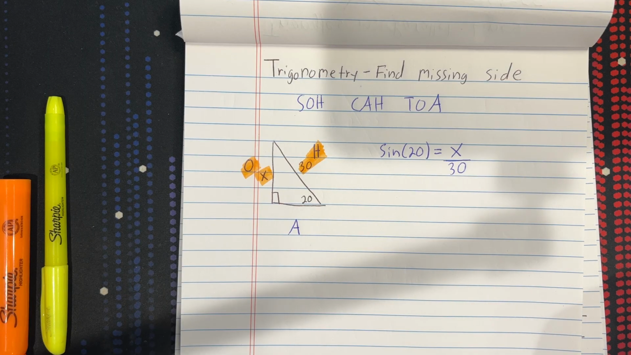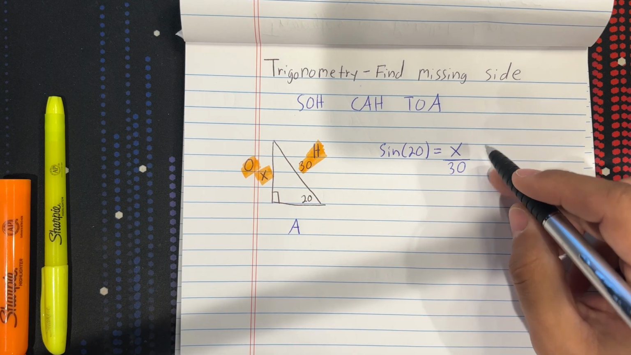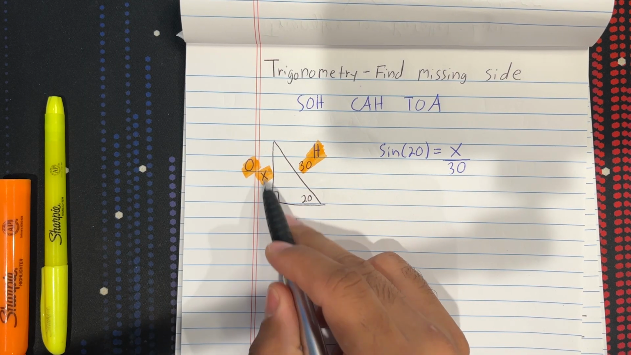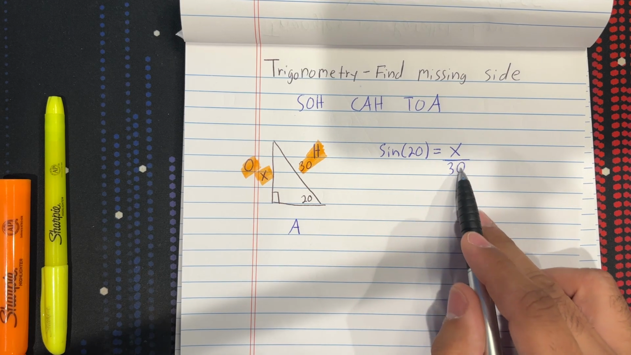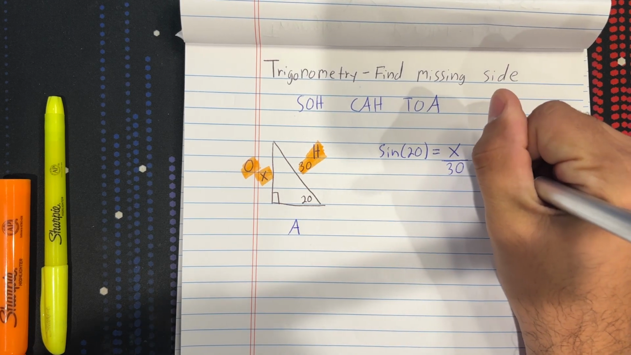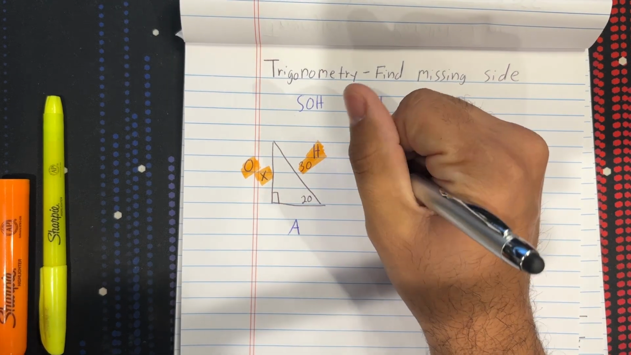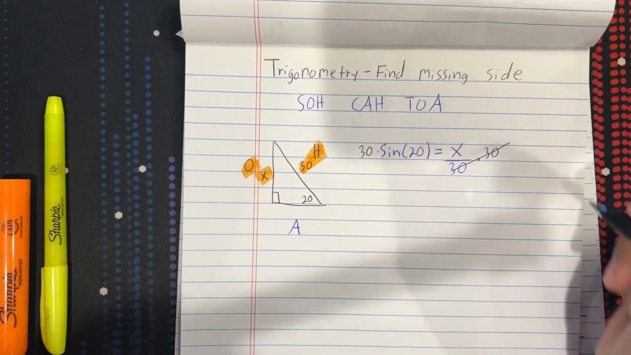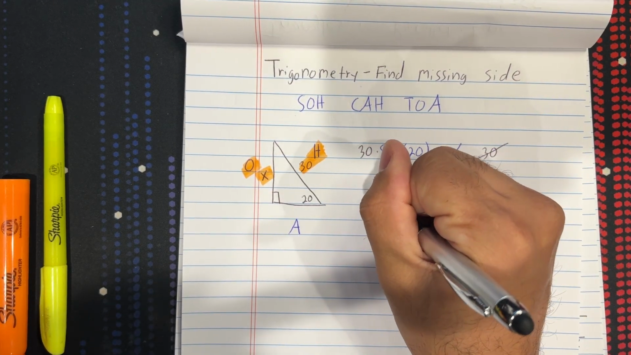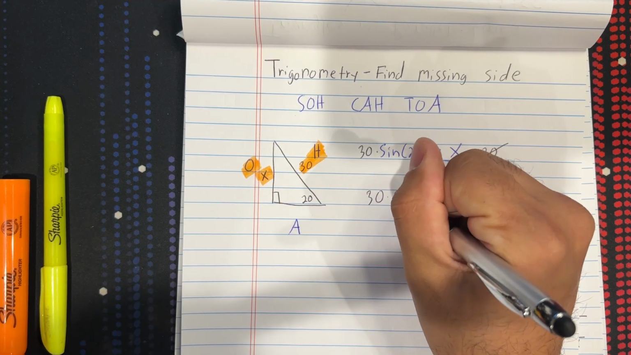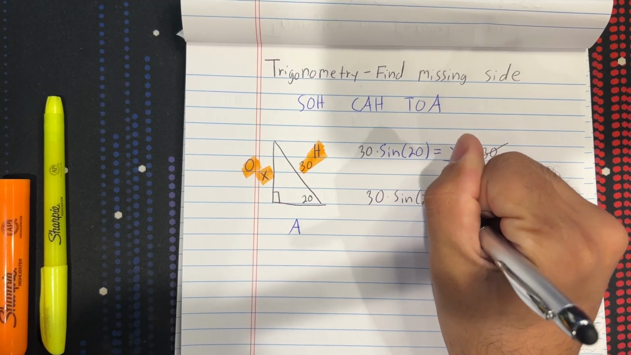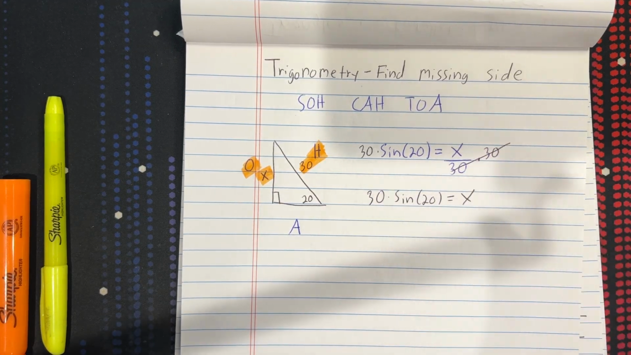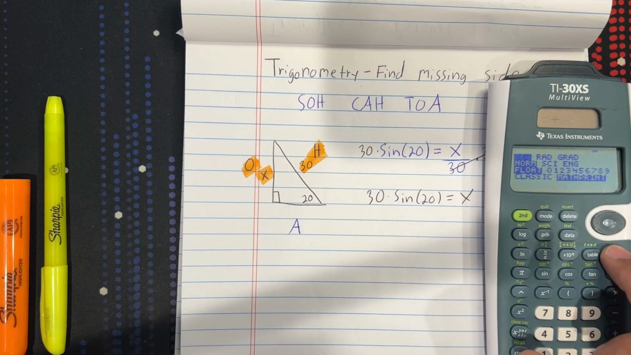Now we need to isolate the variable. We're trying to solve for x to find what is the measurement of this side here. Well, I need to get rid of the 30, so we're going to multiply both sides by 30. And then we get 30 times sine of 20. It's going to be the measurement of x. So now we can just put that in the calculator here.